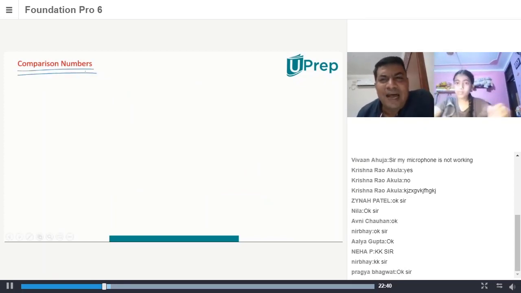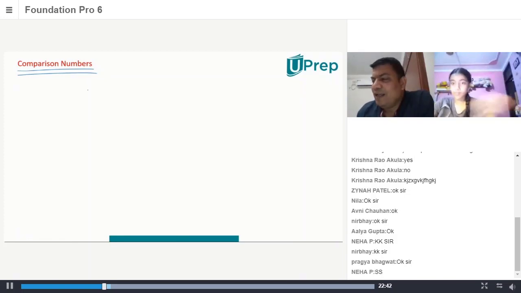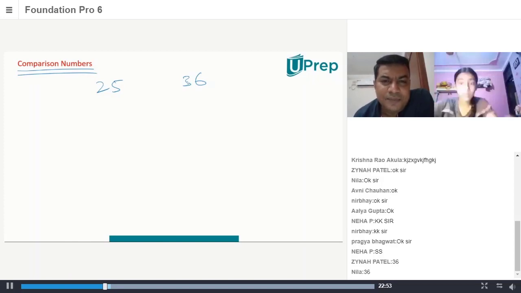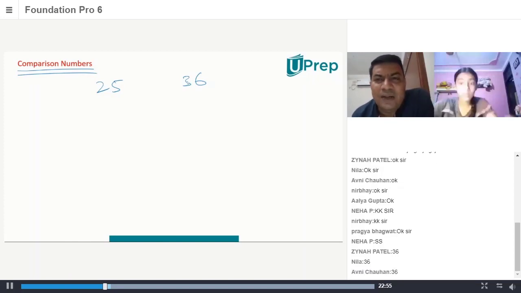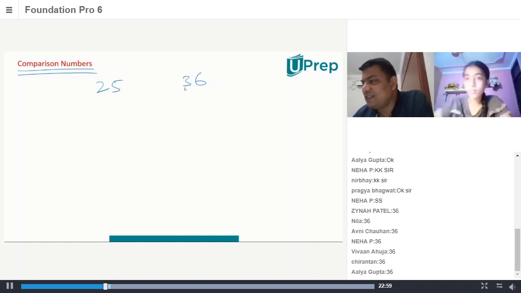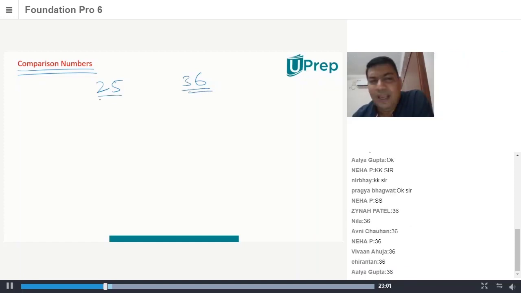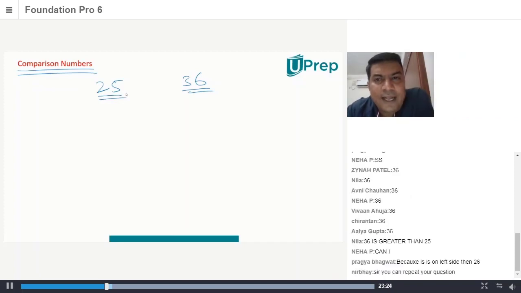Let's assume we have a simple question: when you have a number like 25 and say 36, which is the larger number? Yes, we quickly know that it is 36. Now, why do we know that 36 is bigger? Can anyone tell me? Go ahead, Neha. Because 2 is lesser than 3.